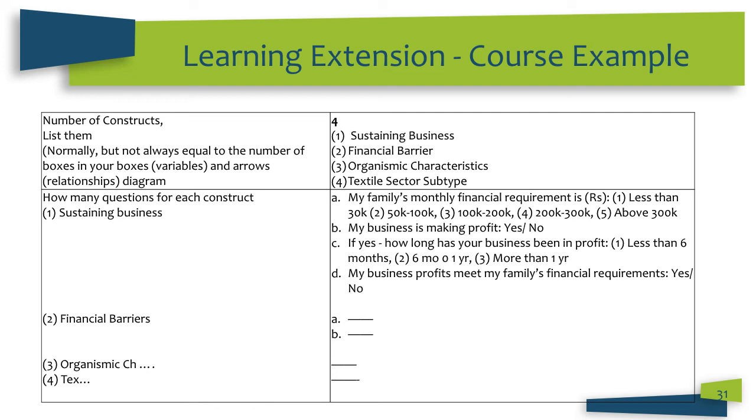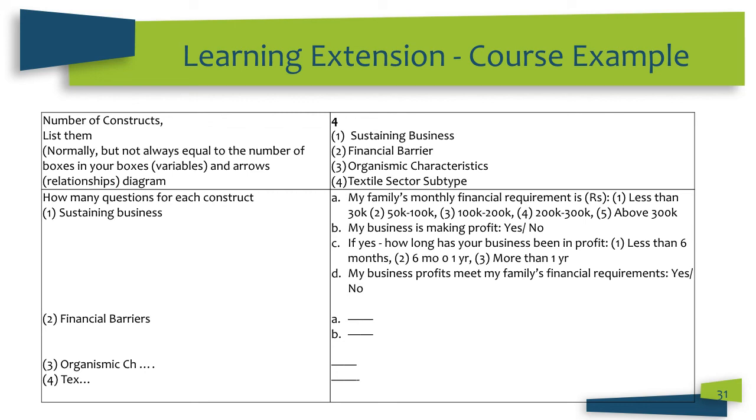Question number 3: if question number 2 has been answered as yes, how long has your business been in profit? The respondent has 3 options: 1, less than 6 months; 2, 6 months to 1 year; 3, more than 1 year. And question number 4 is, my business profits meet my family's financial requirements. And the options are yes or no.